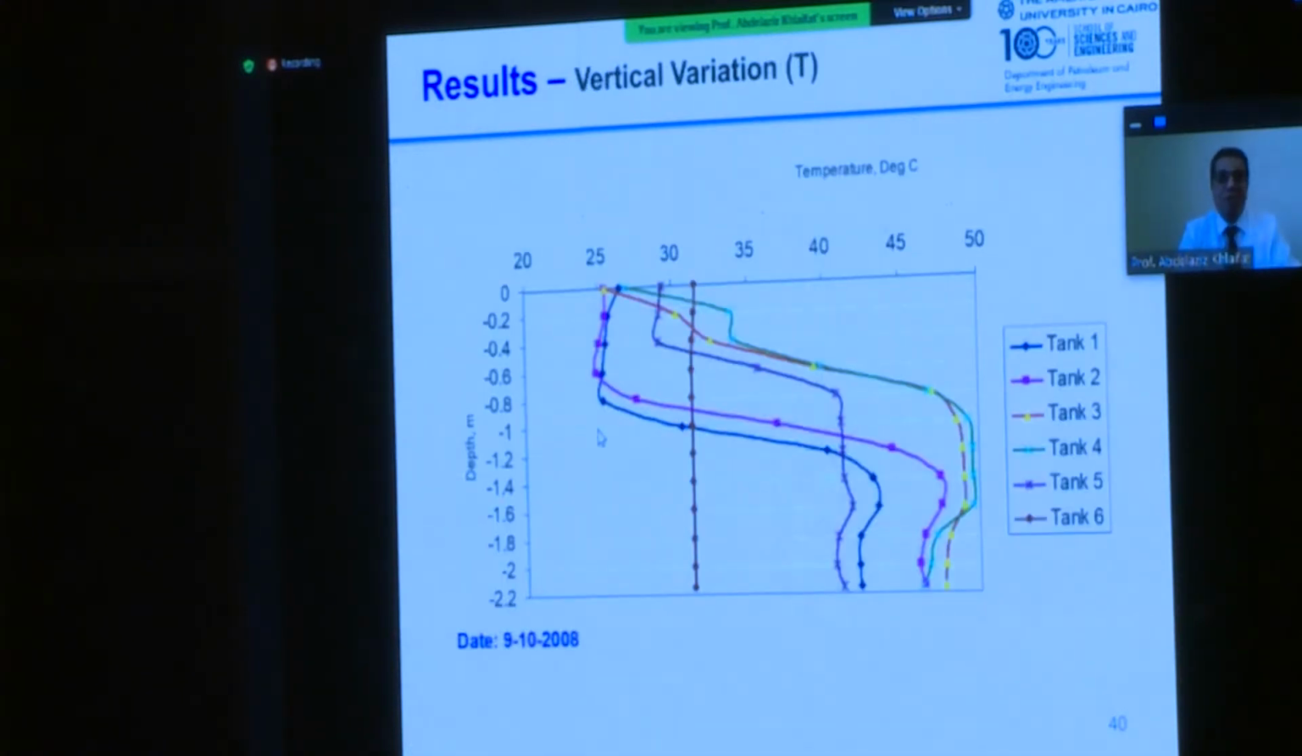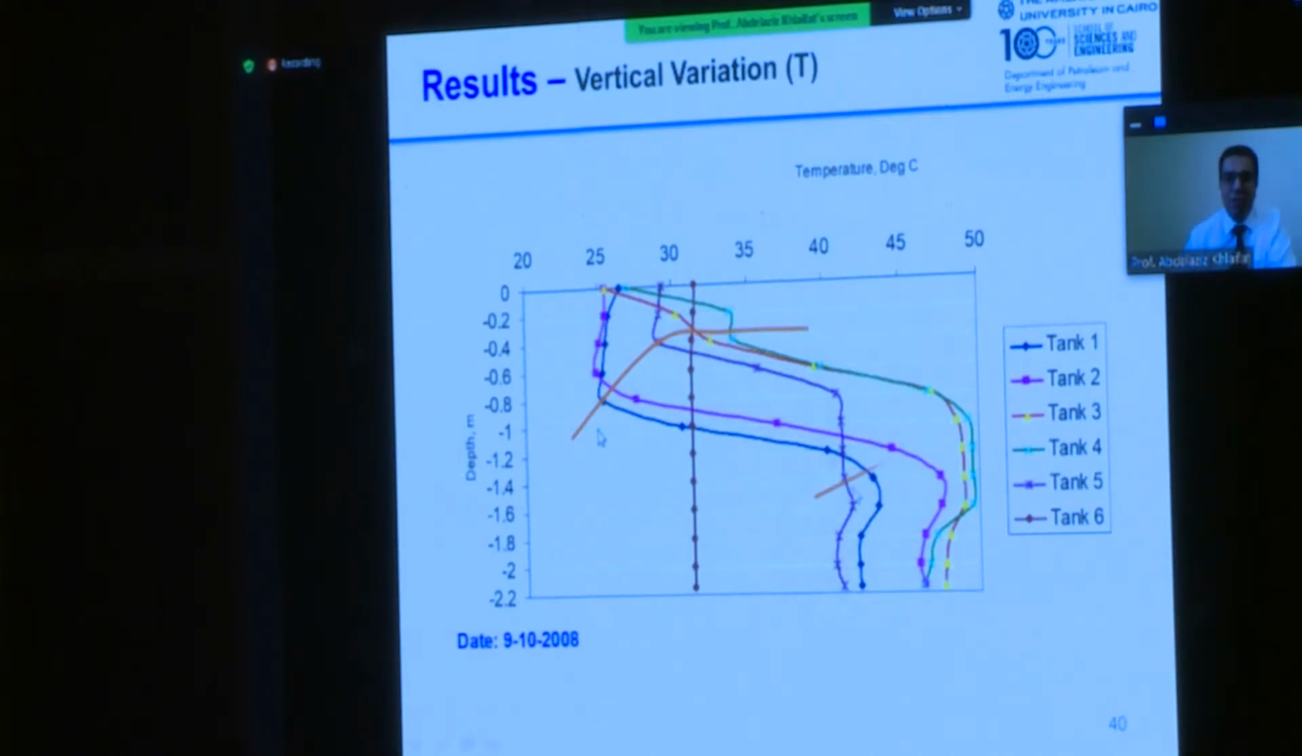Now, if we look at all those properties in terms of vertical variation, let's start with the temperature here. We can notice that the temperature profile is changing for all tanks but the Dead Sea tank. The Dead Sea tank temperature profile is linear throughout the tank, while in other tanks the temperature does change, and we have a transition in the middle part in terms of temperature distribution.